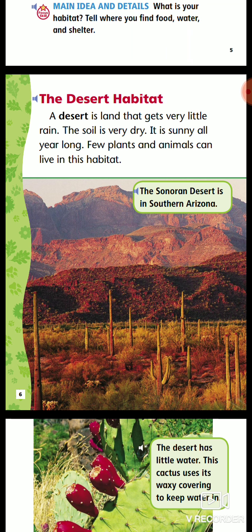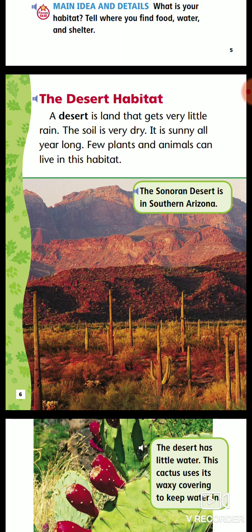The desert habitat. A desert is land that gets very little rain. The soil is very dry. It is sunny all year long. Few plants and animals can live in this habitat.